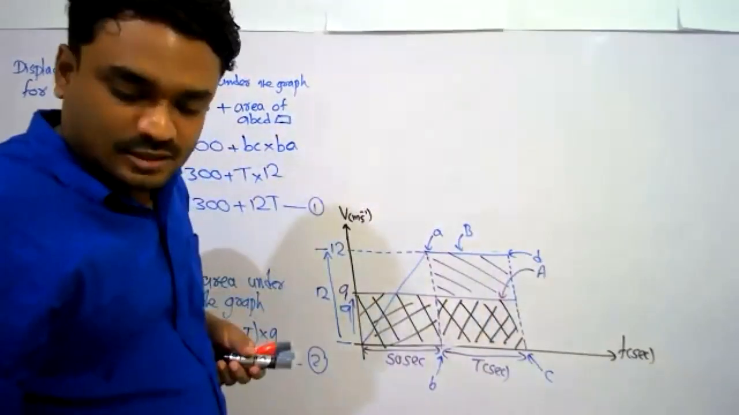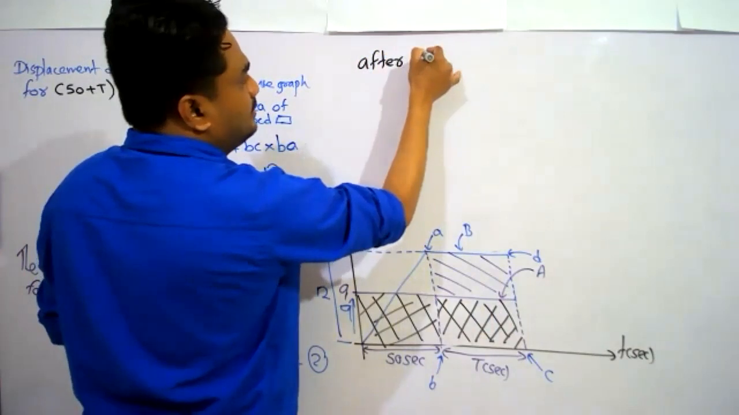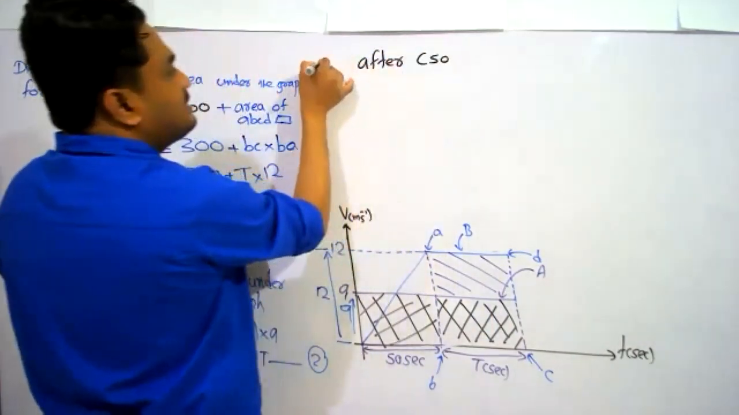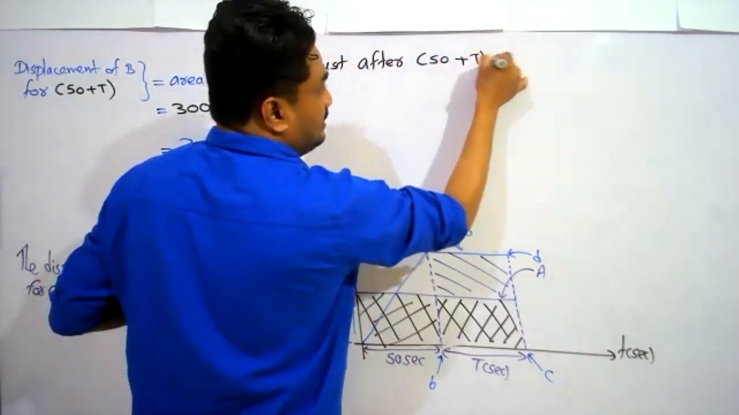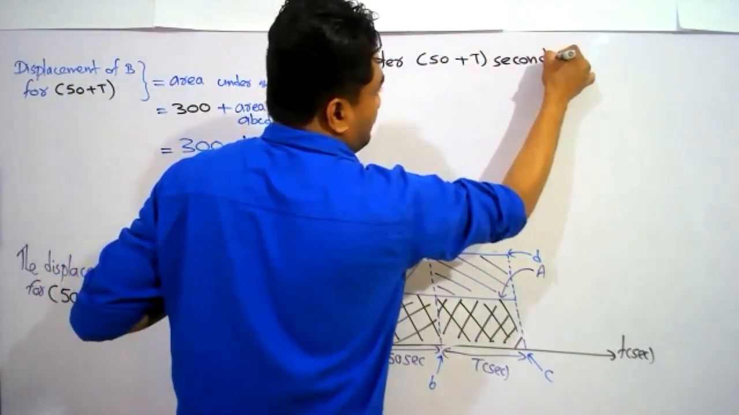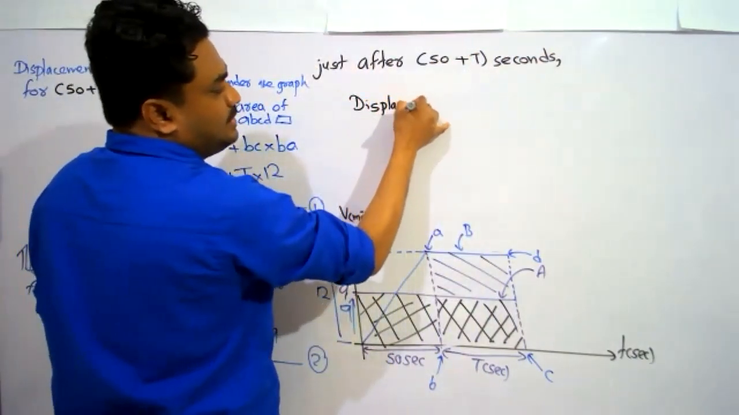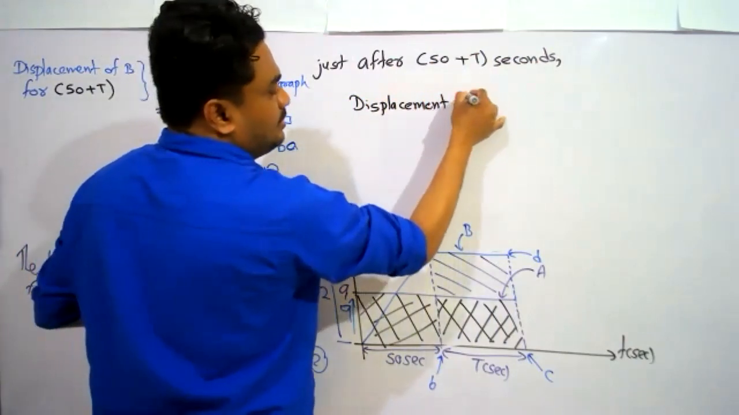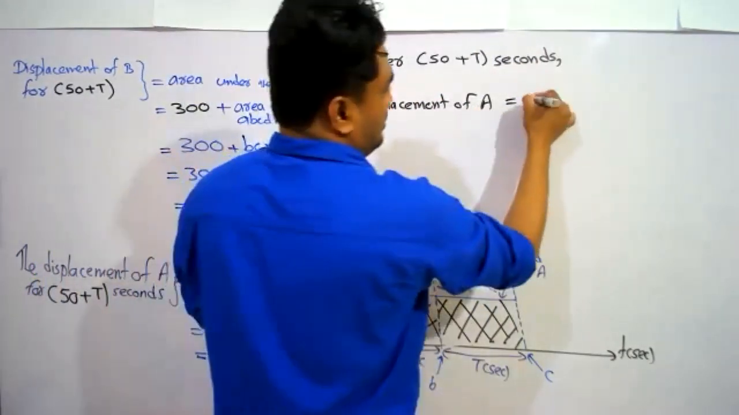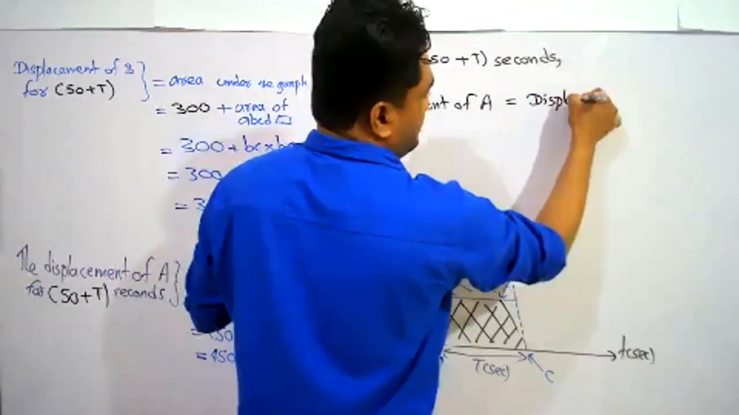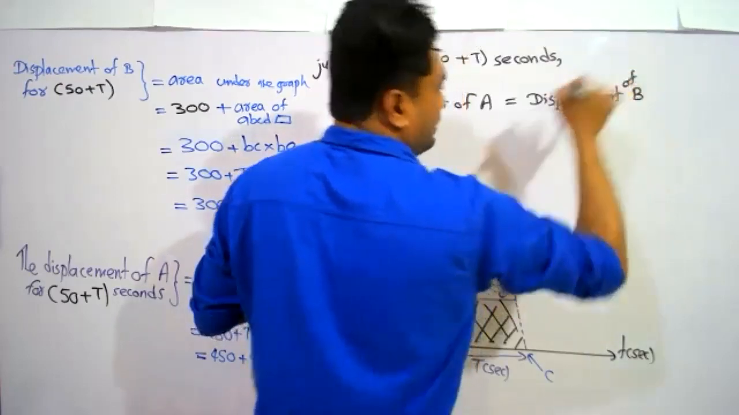Right. So the thing is, after 50 plus, or you can say just after, that is much better. Just after 50 plus capital T seconds, right? The story is displacement of capital A equals displacement of capital B.